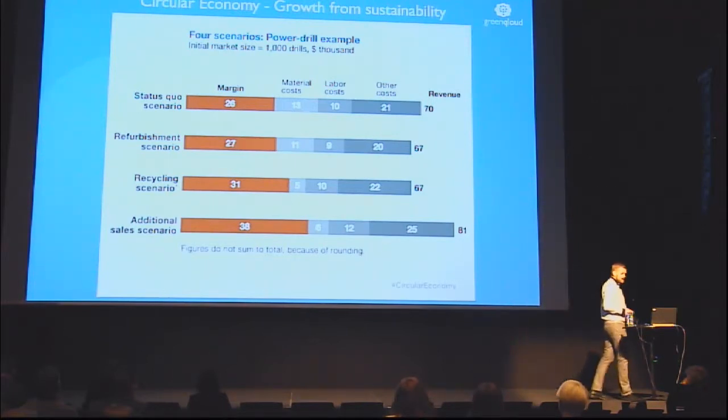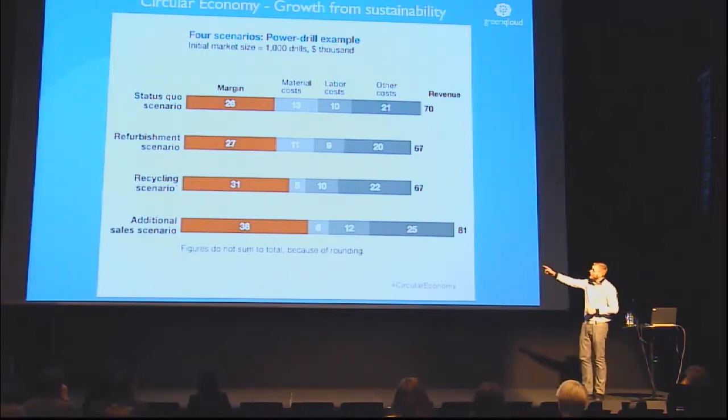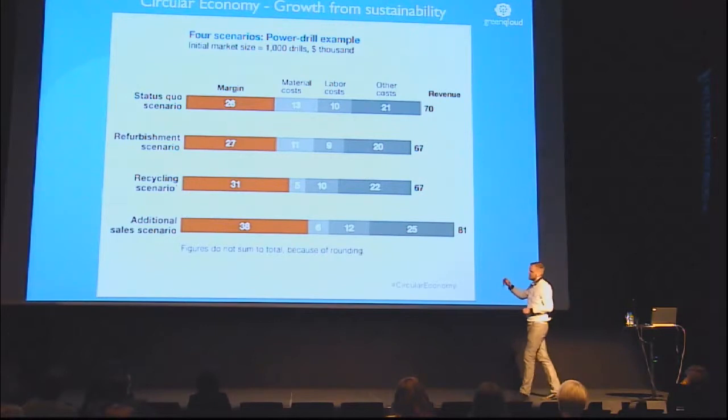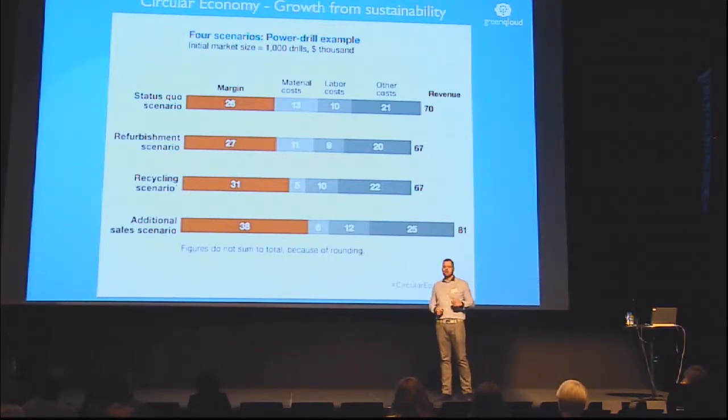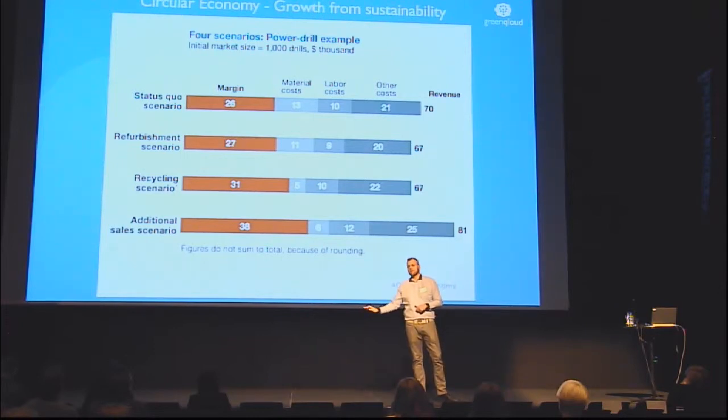The last one, and you're seeing that the profit margin is always going up and the material cost is going down. So in the last scenario, which is pretty much similar to the recycling scenario where we're reusing parts of the product, we assume that the refurbished product that comes out of the recycling is sold to a completely new market. Might even be a new product that we use the same parts in.